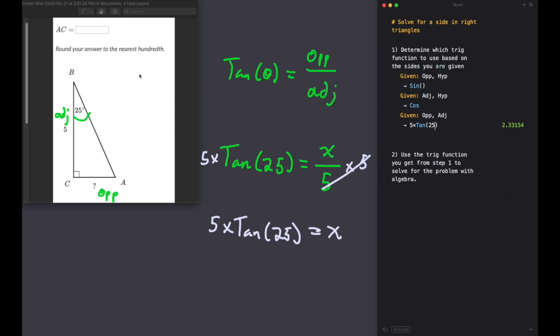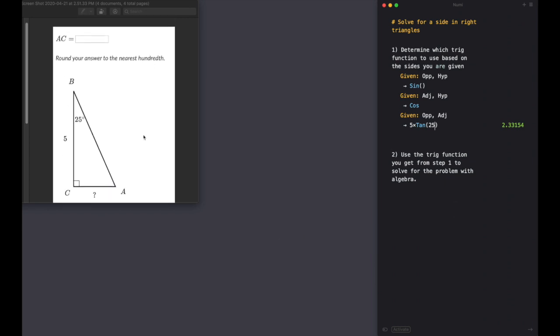2.33154. Rounded to the nearest 100th, this should be 2.3. And then if I look, this 1 is not going to round the 100th place up. So we're going to say 2.33 is our final answer for this one. Okay, and we'll get rid of that. And that's all of them.